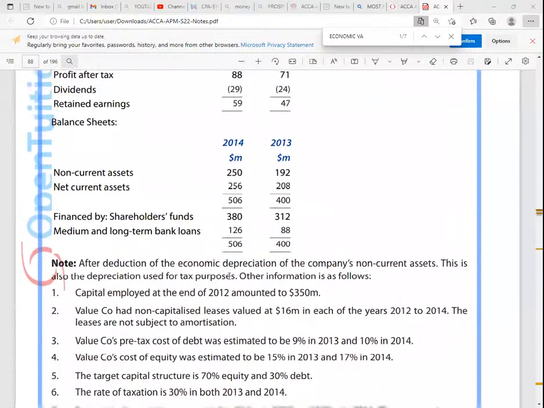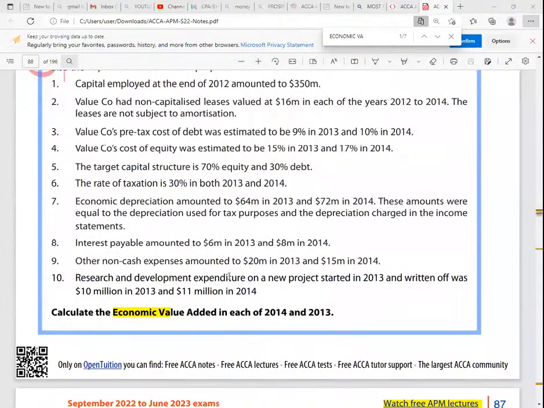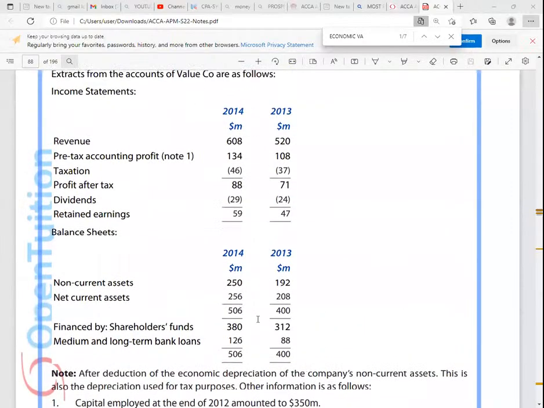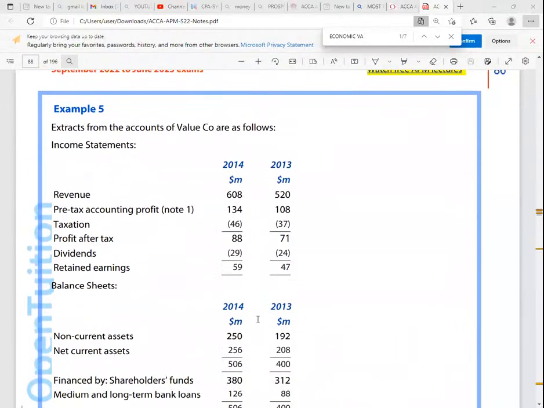So what do they want us to do here? They want us to do something very easy. They want us to calculate the economic value added in each of the years, 2014 and 2013.